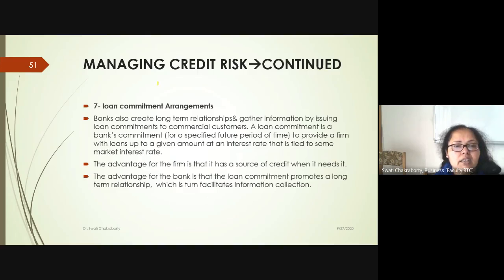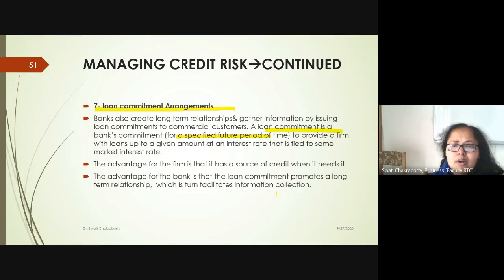Then seventh is loan commitment arrangements. Banks also create long-term relationships and gather information by using loan commitments to commercial customers. What is a loan commitment? It is a commitment by a bank, for a specified future period of time, to provide a firm with loans up to a given amount at an interest rate that is tied to some market rate of interest.